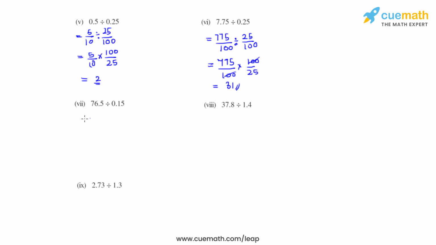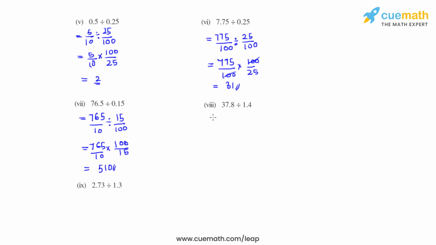Coming to the seventh bit, where we have 76.5, which can be written as 765 divided by 10, divided by 0.15, which can be written as 15 over 100. We can write it as 765 divided by 10 multiplied with 100 over 15, which is the reciprocal of 15 over 100. Now on simplification, we'll get the final answer as 510 for the seventh bit.